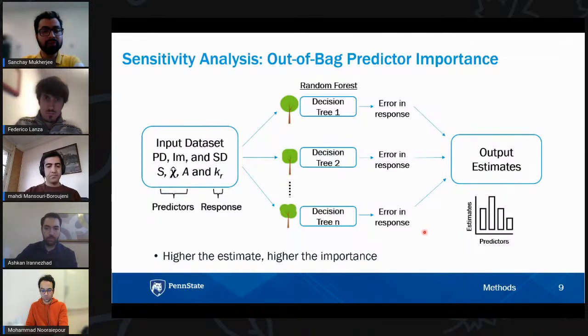And from those errors, the higher the error in the predictors to the response is, the higher the estimate will be, and thus the higher the importance. The influence of a predictor increases with the importance, which is represented as this estimated number. So the takeaway from the slide is for an estimator to be important, it has to have a higher estimate.